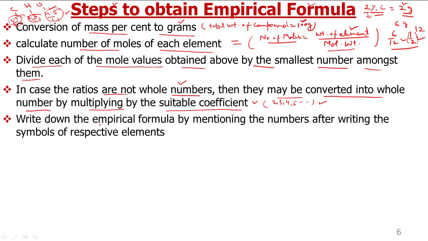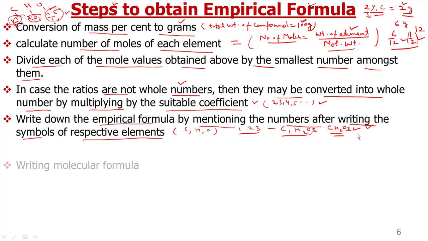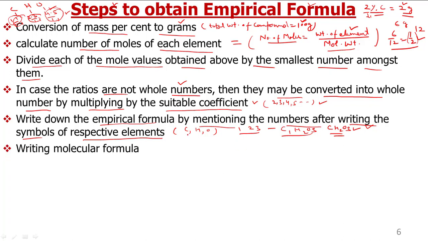Then we can write down the empirical formula by mentioning the numbers after writing the symbols of the respective elements. Suppose we have 3 elements, carbon, hydrogen and oxygen, and their ratio of atoms came out to be 1 2 3. After converting to whole numbers, we can write the empirical formula as C1H2O3, which means CH2O3. This will be the empirical formula. We will do this in our numerical, don't worry. I am just telling you how to calculate. Now this was all about how to find the empirical formula.